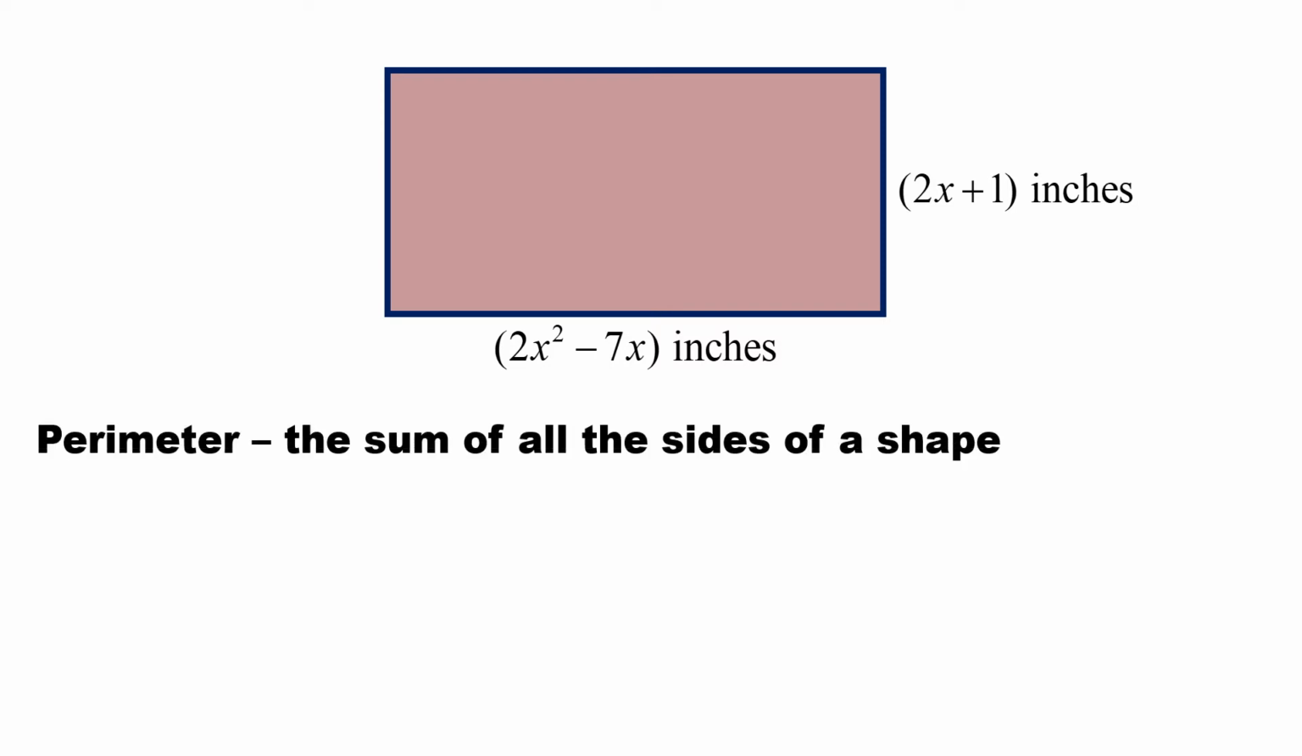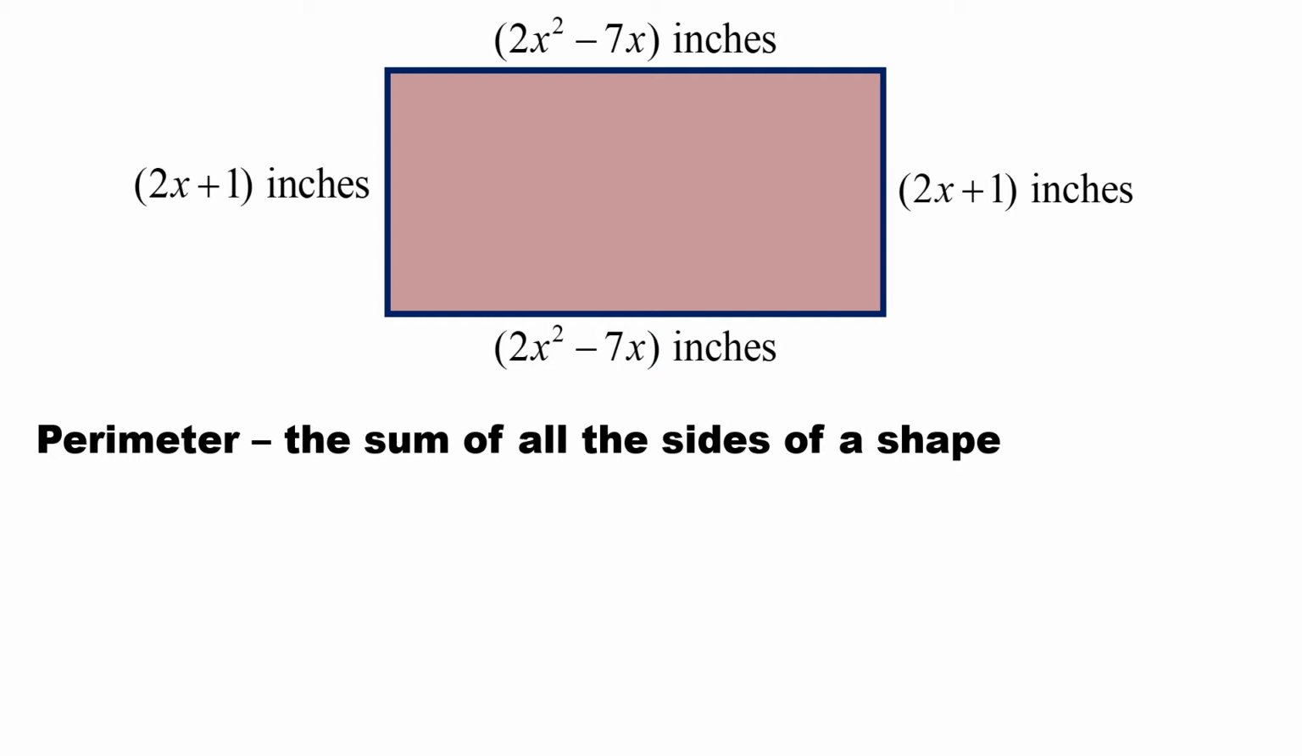Well, we know the perimeter is the sum of all sides of a shape. You remember that from geometry. So because this is a rectangle, if I know this length is 2x squared minus 7x, I know the opposite side is the same. And if one side is 2x plus 1, the other side has to be the same.